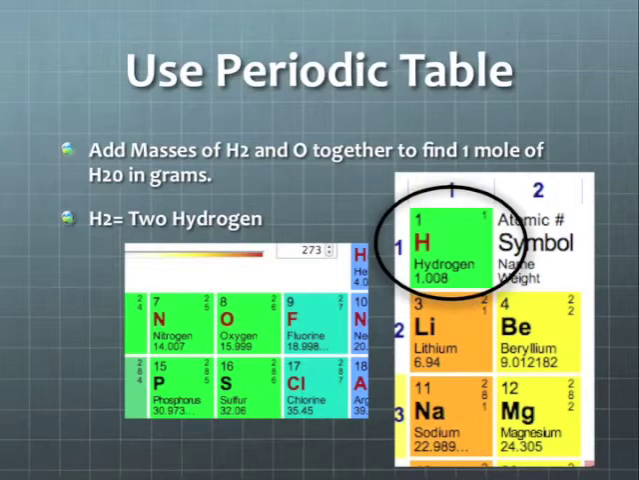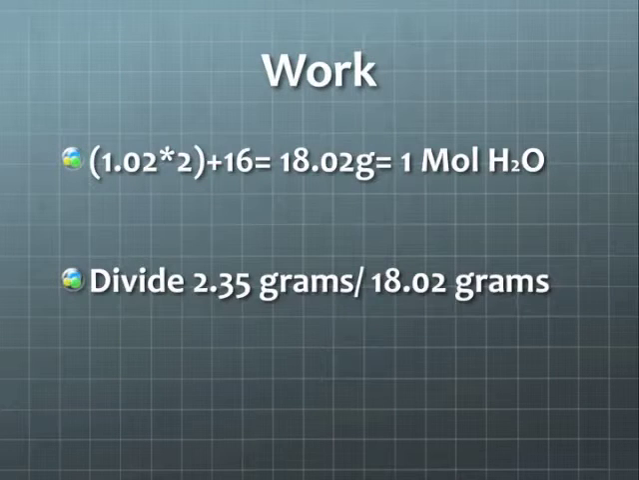I found their atomic masses and added them together to get 18.02 atomic mass of H2O, which is equal to 18.02 grams of H2O, or 1 mole of H2O. I then divided the grams of H2O given by the grams of 1 mole of H2O and got 0.13 mole of H2O given. Now, as we look into both of these values, we also must look into the ratio of these two values in the balanced equation.